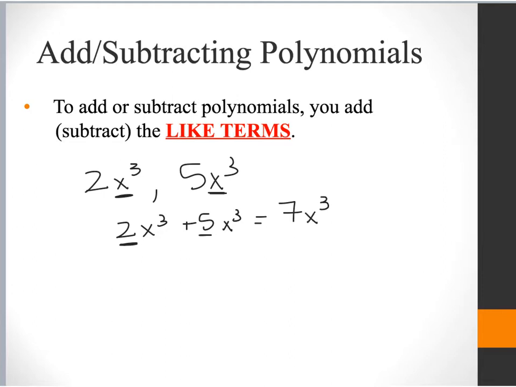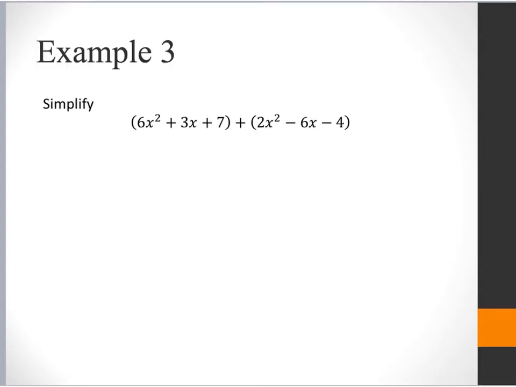Likewise, if I wanted to do something like 6x to the fifth minus 3x to the fifth, again, my x to the fifth are the like terms, and then I'm just going to take my coefficients of 6 and 3 and subtract those. So 6 minus 3 would be 3x to the fifth. And this is really what adding and subtracting polynomials is all about in a nutshell.